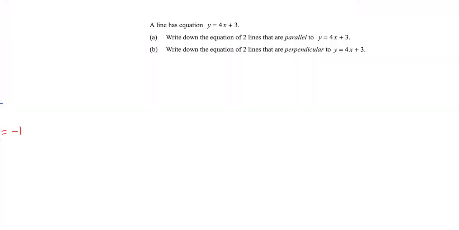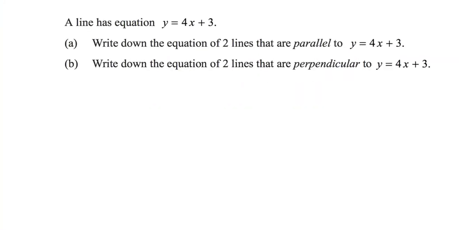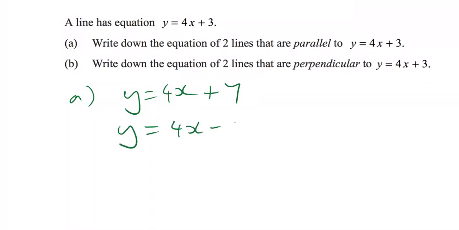Okay, let's carry on. Let's do another question. Right, a line has equation y equals 4x plus 3. Write down the equation of two lines that are parallel to this. Okay, y equals 4x plus 3. Well, as long as we keep that gradient the same, we could write anything as the intercept. y equals 4x plus 7, perhaps. y equals 4x minus 99. They are both lines that are parallel to 4x plus 3.